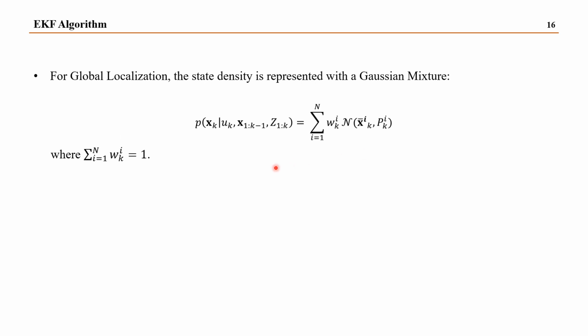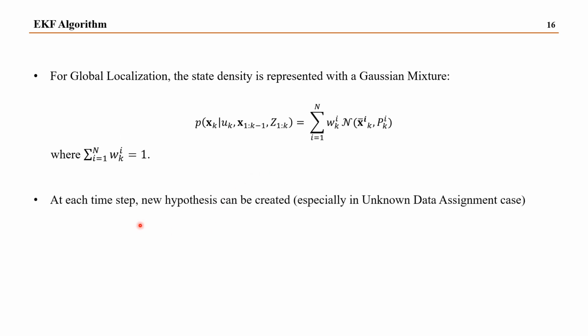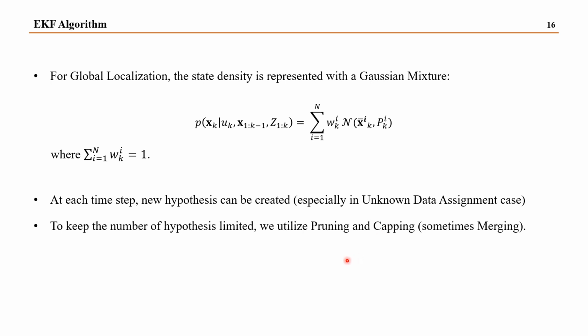Now, a few remarks. At each time step, we might create new hypotheses. This will be the case in the unknown data assignment, which we will discuss in a later video. And of course, to keep the number of hypotheses limited, in case we just grow them at each time step, we have to utilize something we call pruning and capping. And sometimes we use something we call merging.